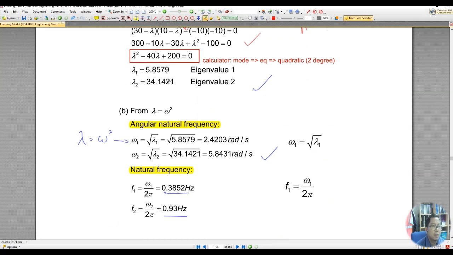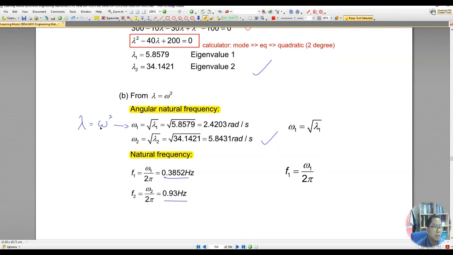So from the equation at the top, we change the eigenvalue to be omega to the power of 2, meaning we change to the angular natural frequency. This is the equation where, in order to get the natural frequency omega n, we just take the square root of lambda 1 and lambda 2, so eigenvalue 1 and eigenvalue 2, then we can simply get the answer 2.4203 radian per second.